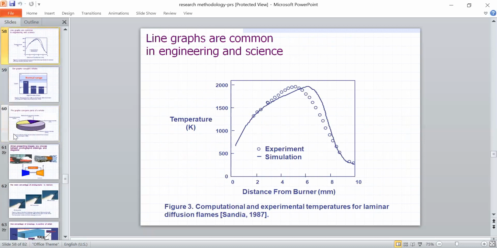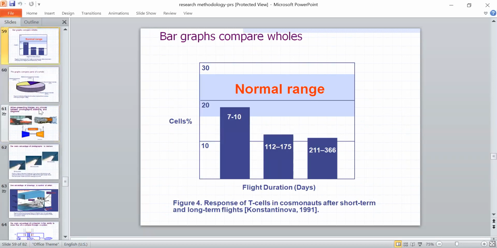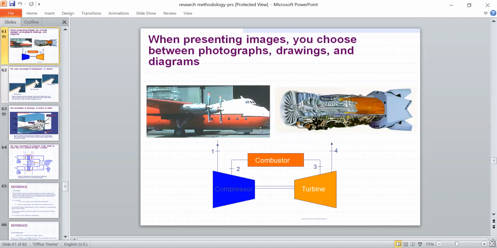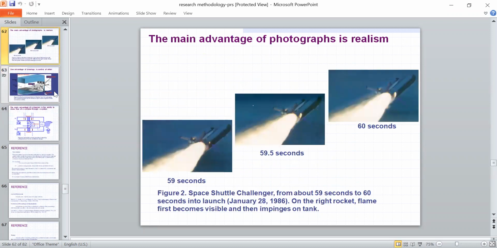Line graphs, bar graphs, and comparing parts of the whole: these are the diagrams for your representation. We did some project with this, waste to wealth. These are the pictures.